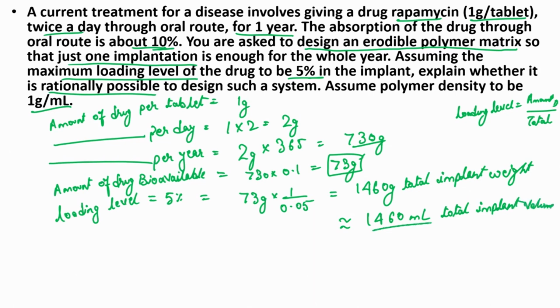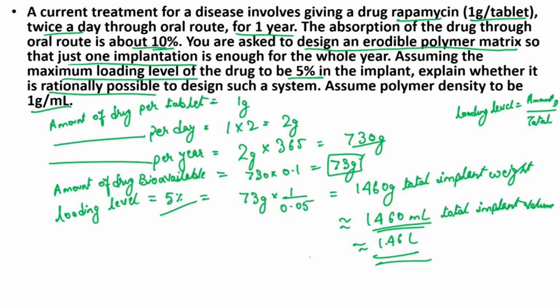Now, this is huge. I mean, we are talking about 1.46 liters, which is huge. It is really, through any route you would not get that much space to put in your implant. So, this is fairly improbable to be able to design, and this is assuming quite a lot of things, that there is a 5% loading level, which is actually fairly high. So, in general we would have to conclude that this is fairly rationally not possible.